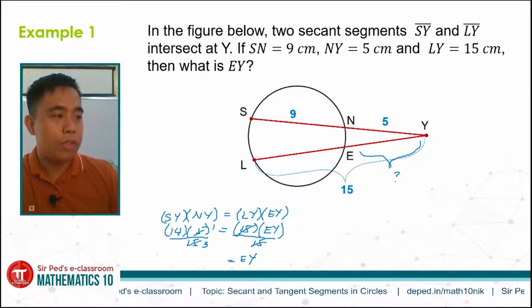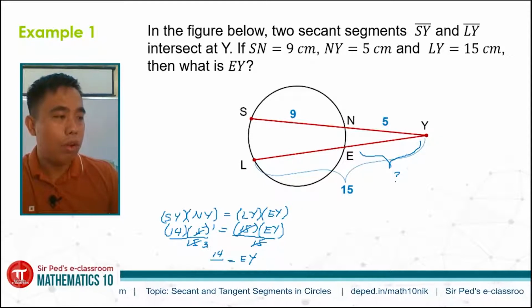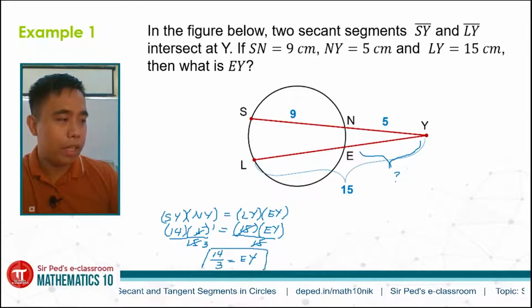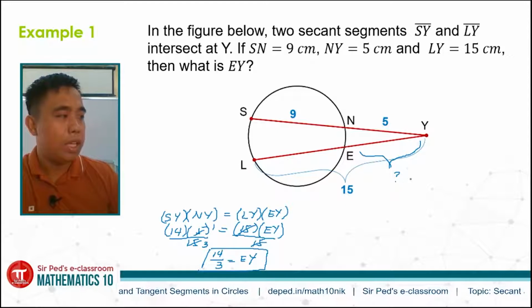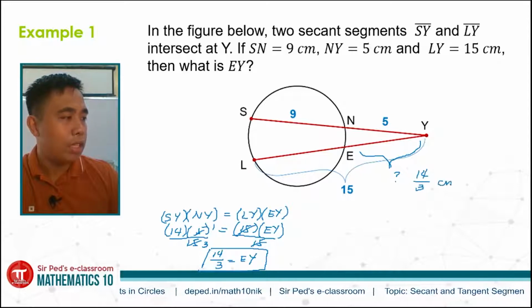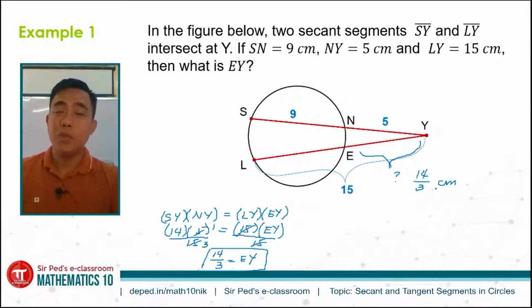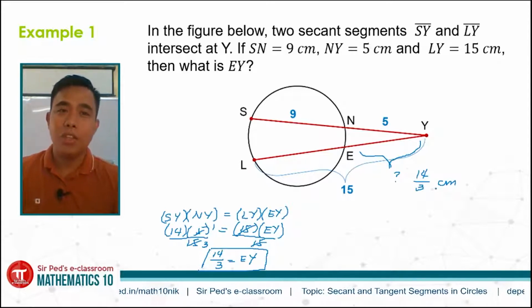So, 14 times 1 is 14 over 3. We can no longer simplify that one, so that will be the answer. So the length of EY is 14 over 3 centimeters. So we are done. Now, let's proceed to our next theorem.